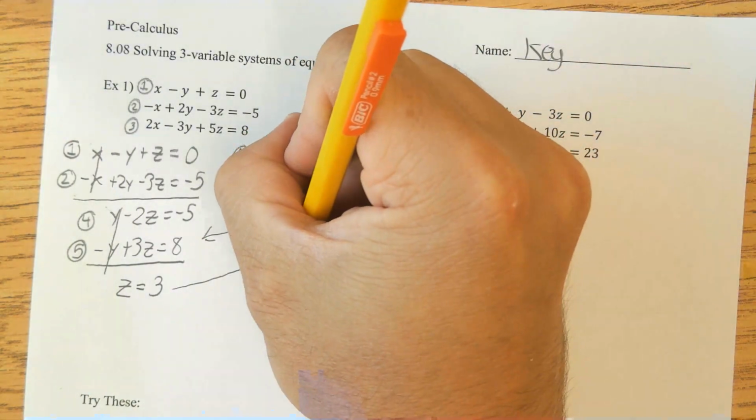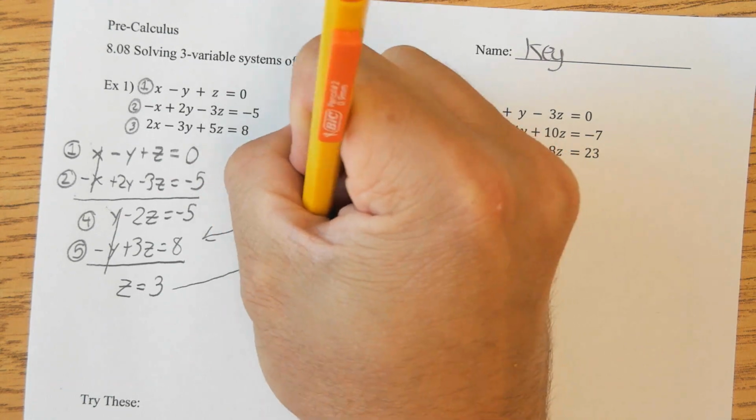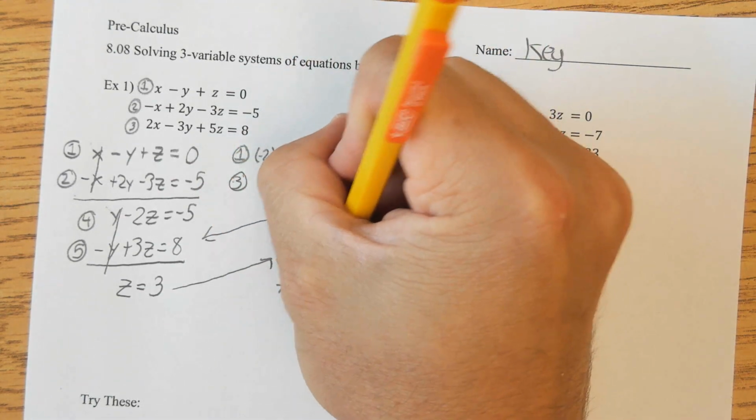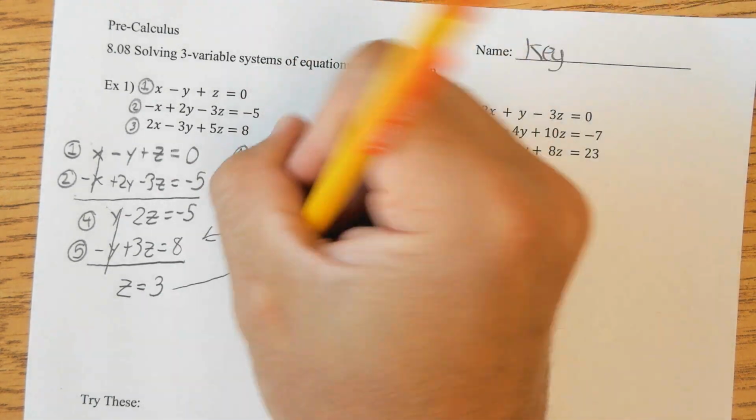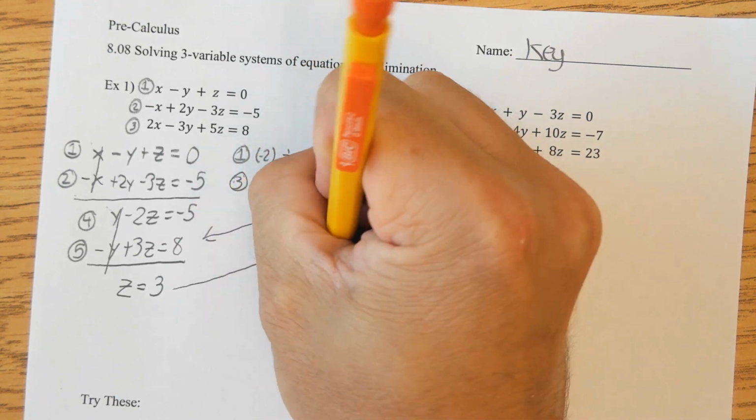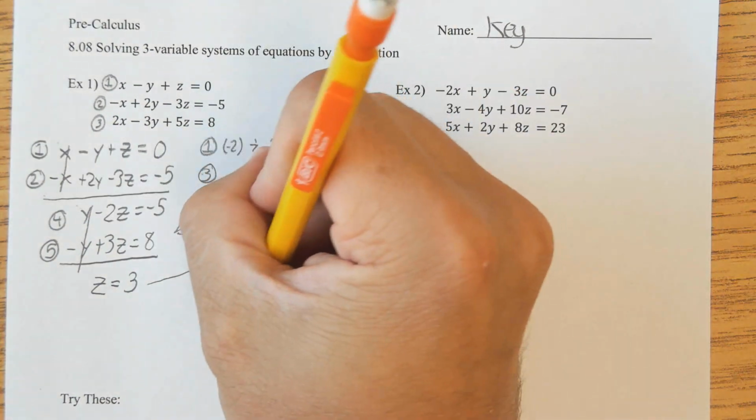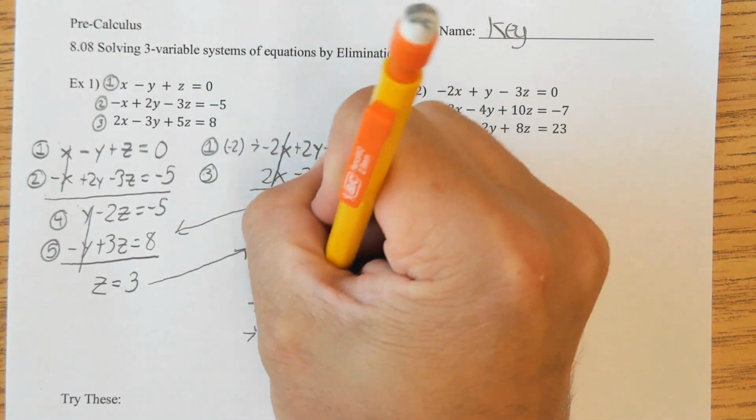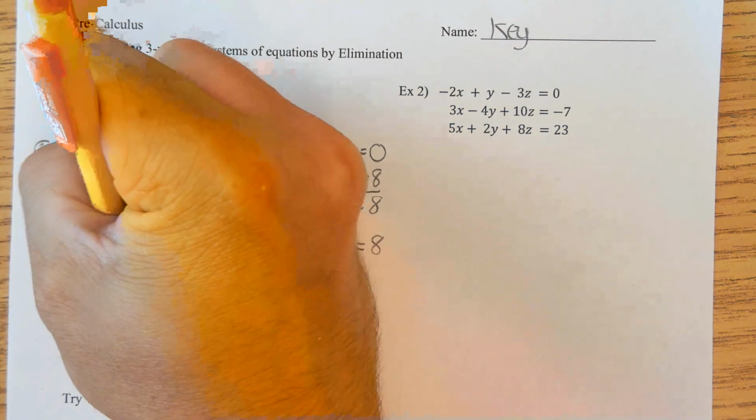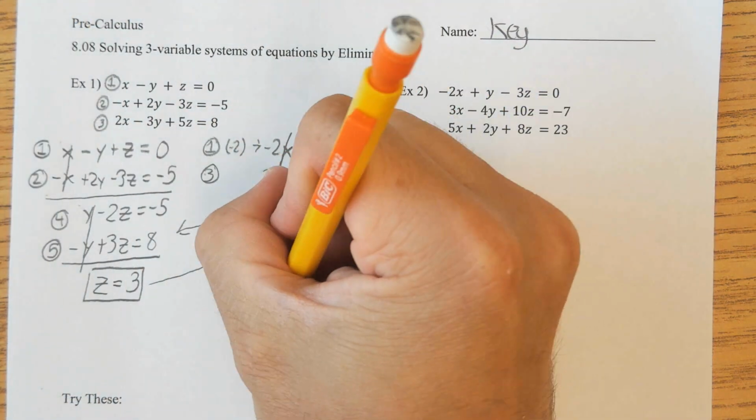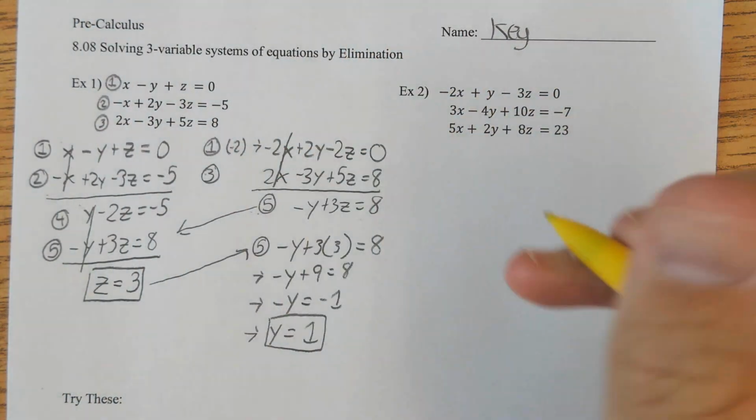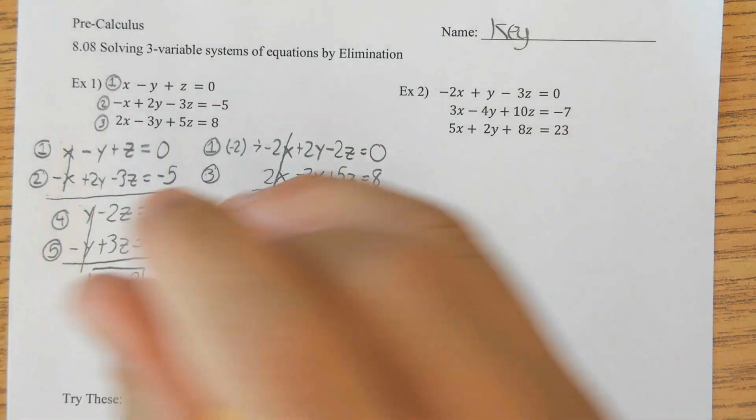So then that's going to give you now a negative y plus 9 equals 8. So that gives you negative y equals a negative 1 because I subtracted the 9 to the right side there. And so you're going to get now that y equals 1. So we got z equals 3, we got y equals 1, and now we're going to solve for x.